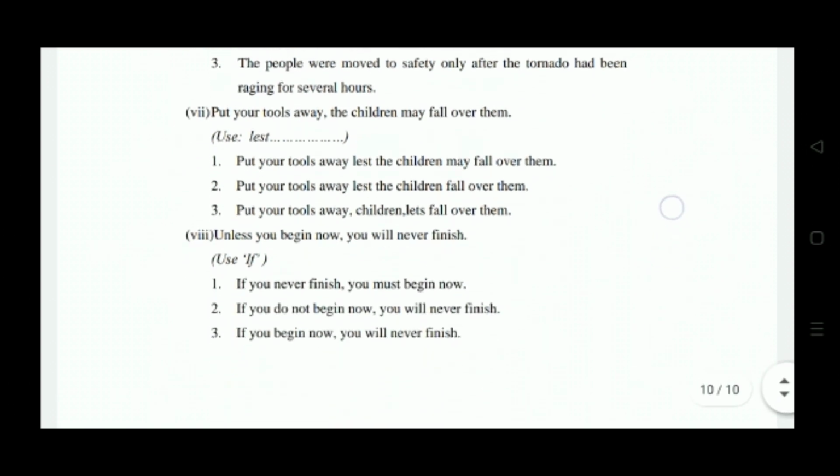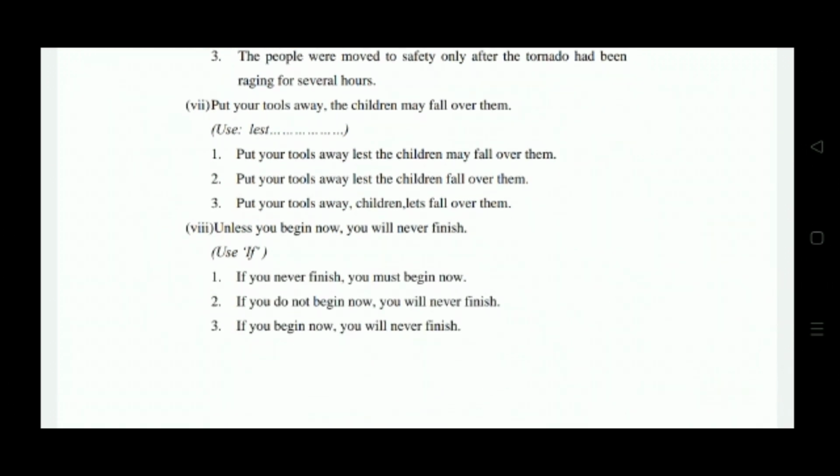Now, question 8, the last question, a conditional. Unless you begin now, you will never finish. Use if. If you never finish, you must begin now. So, incorrect sentence construction, I will not use it at all. If you do not begin now, you will never finish. If you begin now, you will never finish. So, what is the point? There is no point in beginning now or after, so I will not use option 3. Sentence 2. Option 2 is correct.